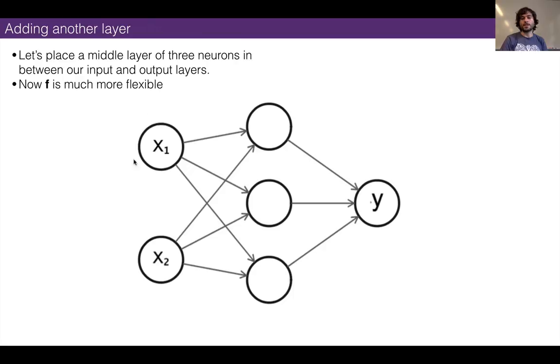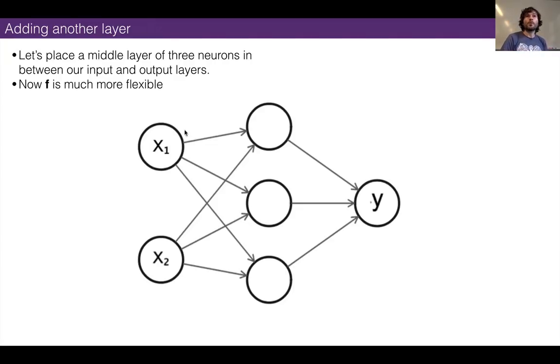So here we have our X1 and X2 again, and there's our Y. But now we've put a middle hidden layer, as we call it, of three neurons in between this input layer and this output layer. And all of these connections have their own W's, and all of the neurons have their own B's, their biases.